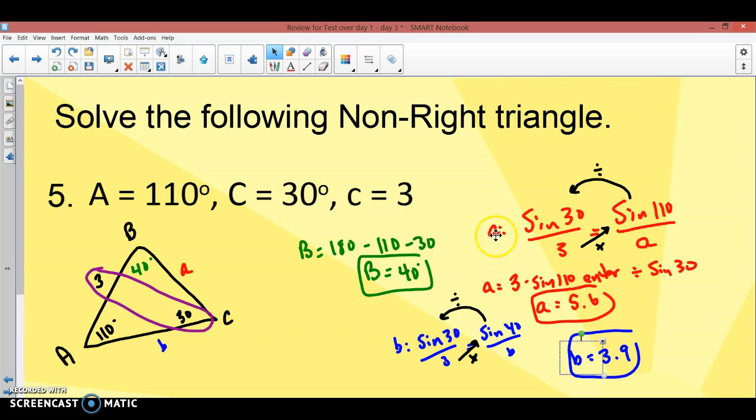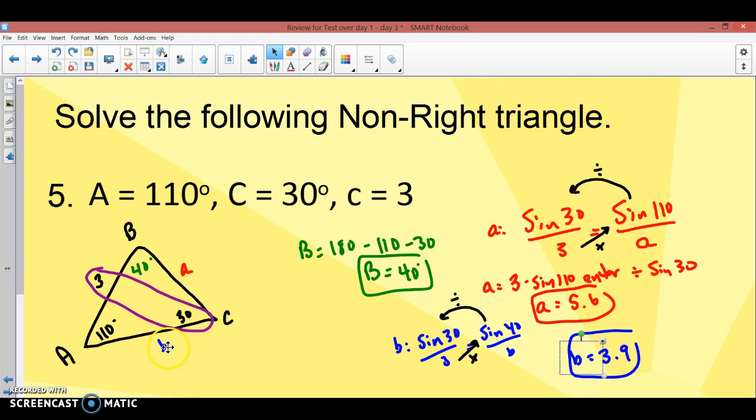So I chose to find side a first. So I'm using the C, so it's the sine of angle C, which is 30, over its opposite side of 3, equals, and since I'm trying to find side a, I have to use angle A, so it's going to be the sine of 110 over a. And then I wrote out the steps, but we cross multiply 3 times the sine of 110, hit enter to get that answer, and then divide the answer by sine of 30, and we get side a to be 5.6.